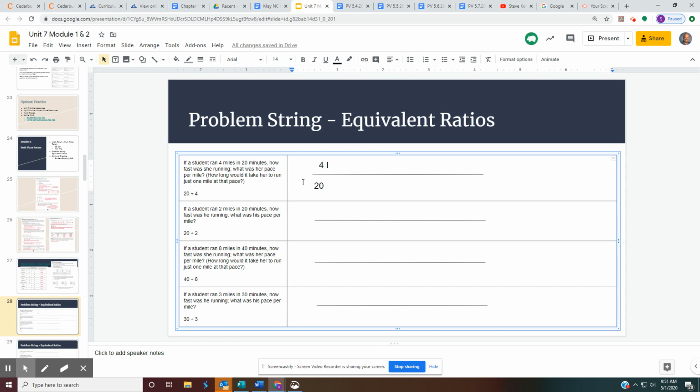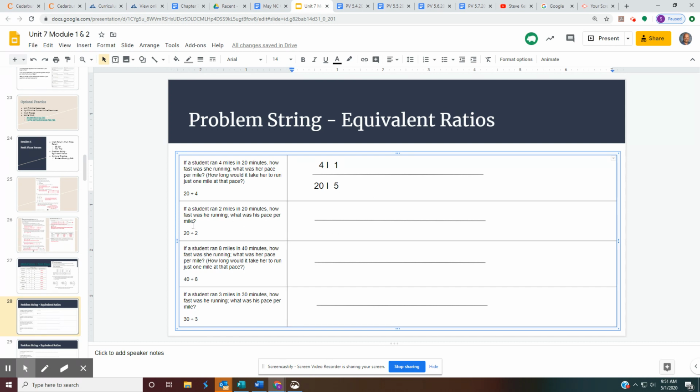So if we're running 4 miles in 20 minutes, I want to figure out how fast she runs in 1 mile. So look at what I'm doing to my numerator or my top number to get to 1. I am dividing by 4. So I have to divide 20 by 4 and I get 5, right? So my answer would be I run 1 mile in 5 minutes. That's pretty good pace. It'd be about twice as fast as I could run, really.